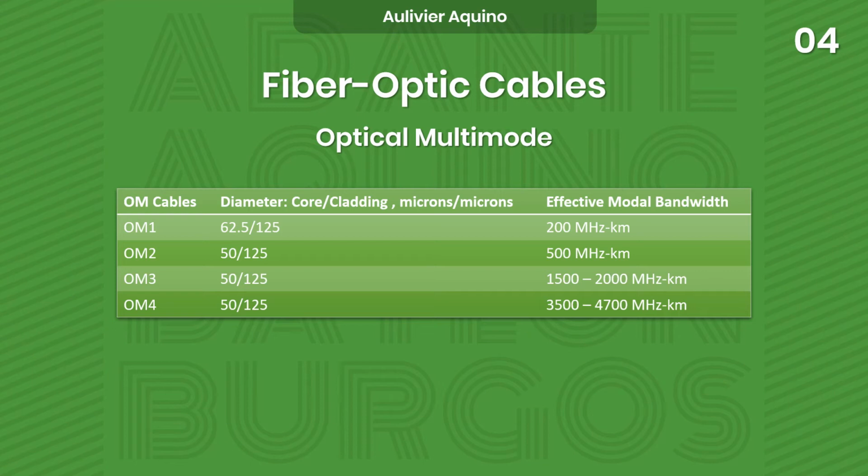OM1 has the ratio of 62.5/125 and the effective modal bandwidth is 200 MHz kilometers. OM2, the ratio is 50/125 and the EMB is 500 MHz kilometers. OM3 has the diameter ratio of 50/125 and the EMB is 1500 to 2000 MHz kilometers. OM4 has a diameter ratio of 50/125 and the EMB is 3500 to 4700 MHz kilometers.